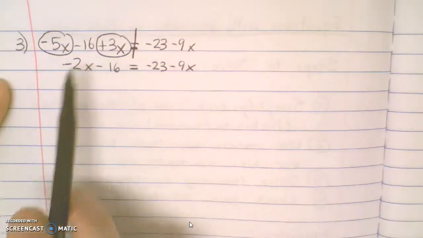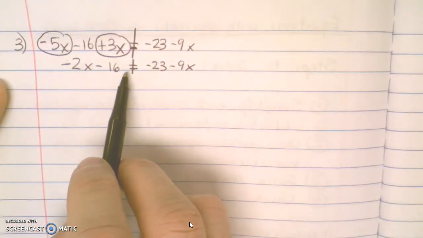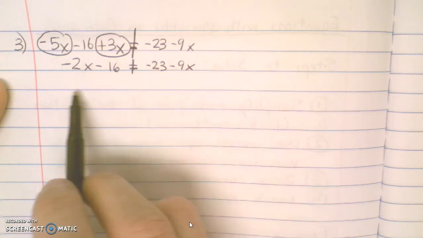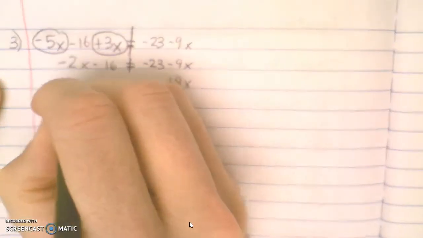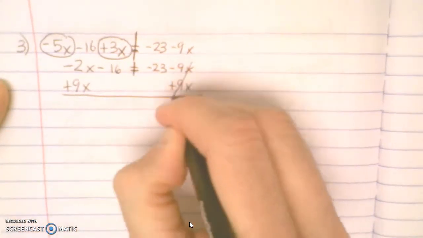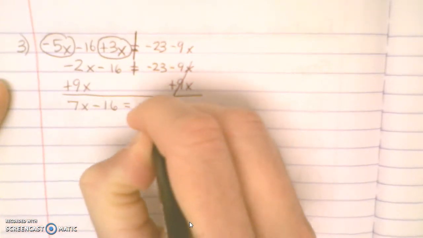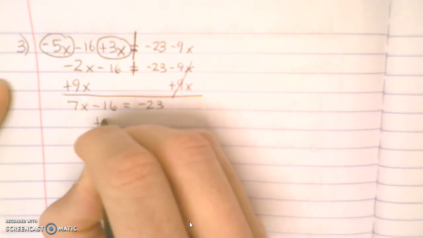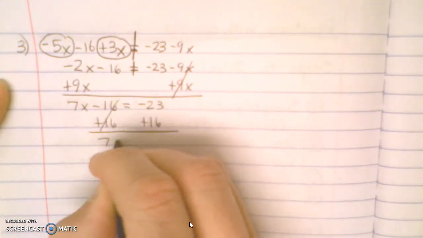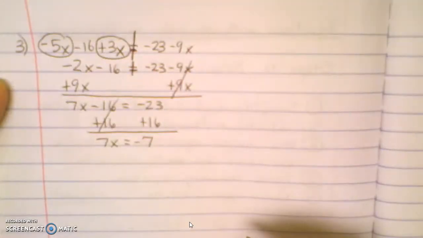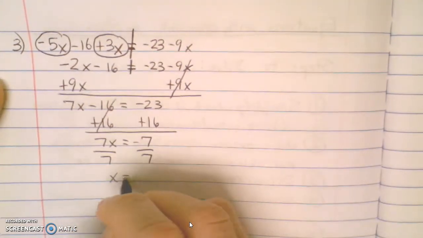Now that I've simplified and combined like terms, I'm going to think of my wall again, and I want to move my variables to one side. So here I can use the inverse operation and add 9x to both sides. So negative 2x plus 9x is 7x, minus 16 equals negative 23. I can add 16 to both sides and solve like normal. So 7x equals negative 7. Now I'm just dividing by 7 on both sides. So x equals negative 1.